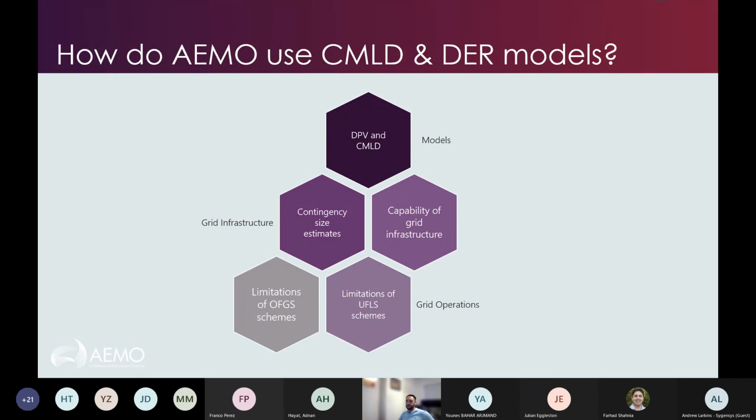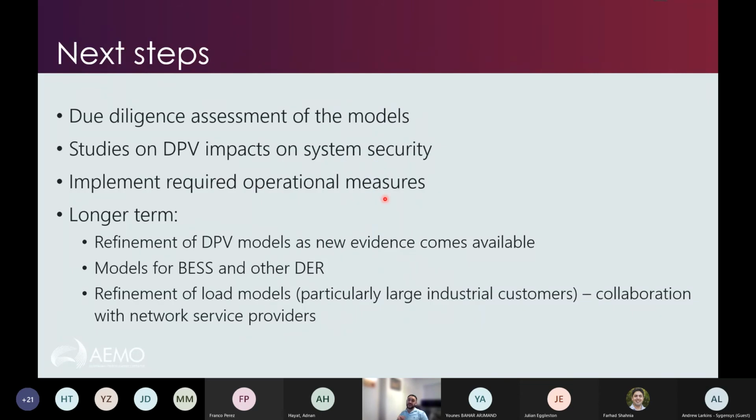And then we're also working with NSPs to redesign UFLS schemes, so that's under frequency load shedding schemes, and also assess the limitations of over frequency generation shedding schemes, given the content that the DPV and composite load models bring to light. In terms of next steps, we're doing a due diligence on the models now with an external consultant who was heavily involved in the development stage of the composite load and DER models in the US. And at the same time, we're also running plenty of studies to assess the impacts of DPV on system security. And then we're also implementing long-term operational measures based on the findings of these models in PSSE.